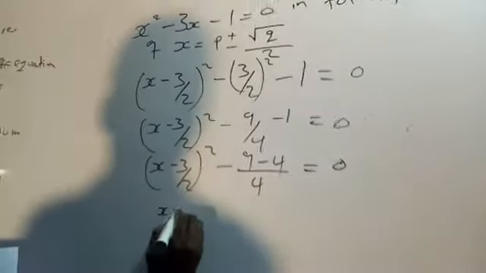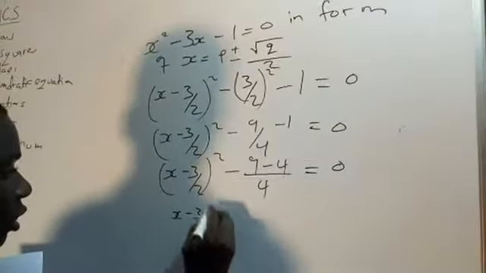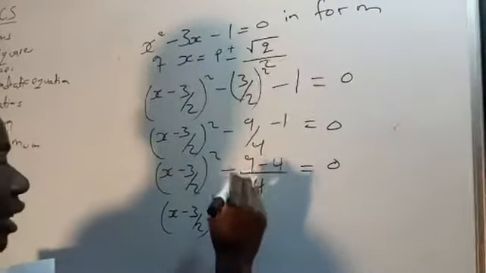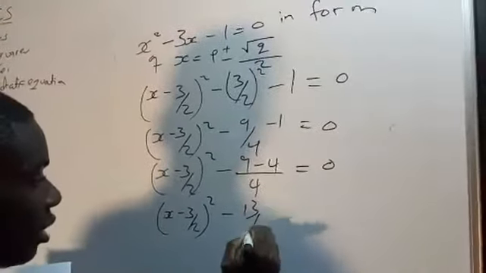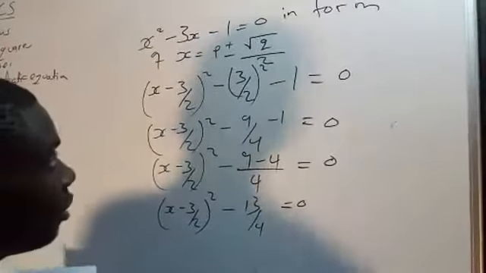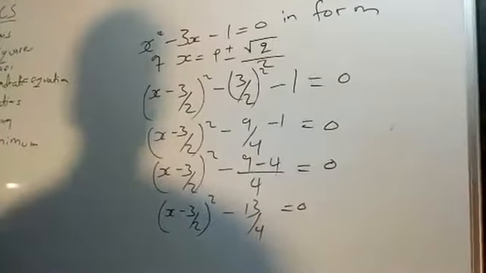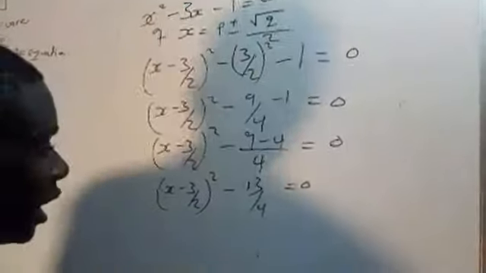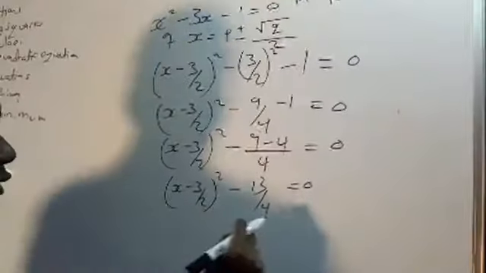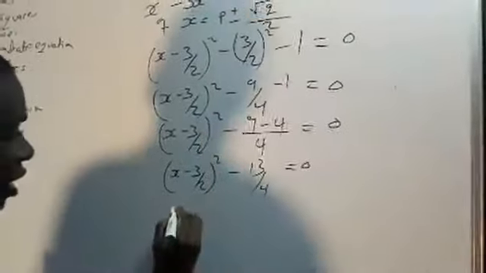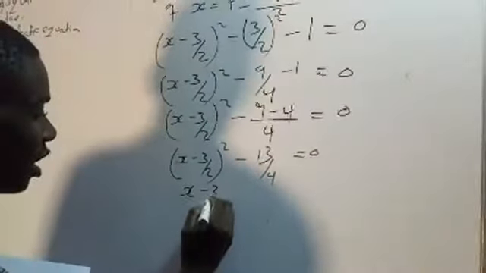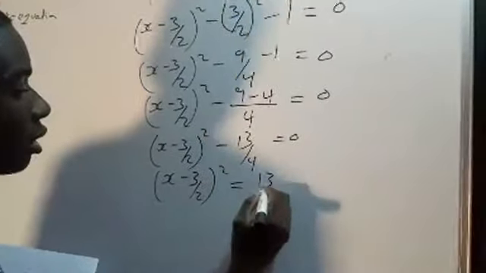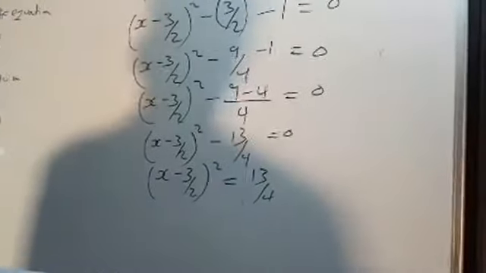becoming x minus 3 over 2 squared minus negative 13 over 4 equaling to 0. But we need to make x the subject, so we are going to take 13 over 4 to the other side, becoming x minus 3 over 2 squared equal to 13 over 4.